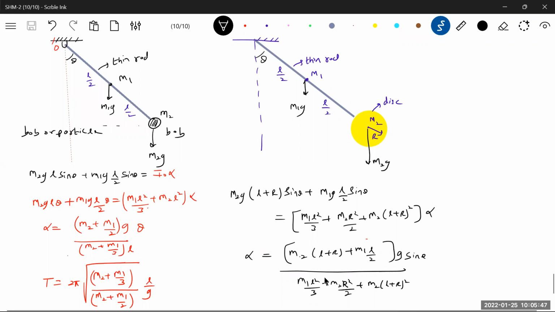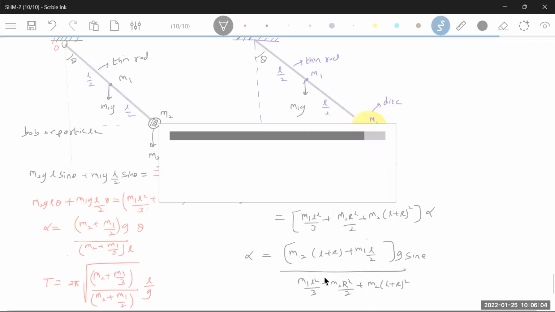I think it's all about calculation of moment of inertia, no? The rigid body oscillations. Anybody having doubt, you can clarify.